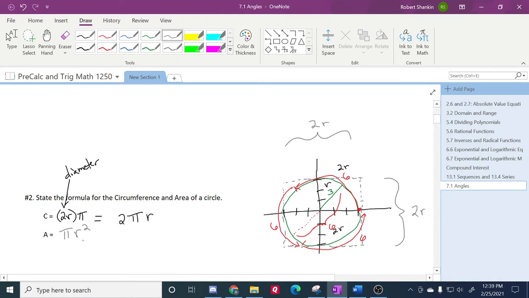All right. Give me a little feedback on number 2 for circumference and area. Did you need this review? Did it add any insight?